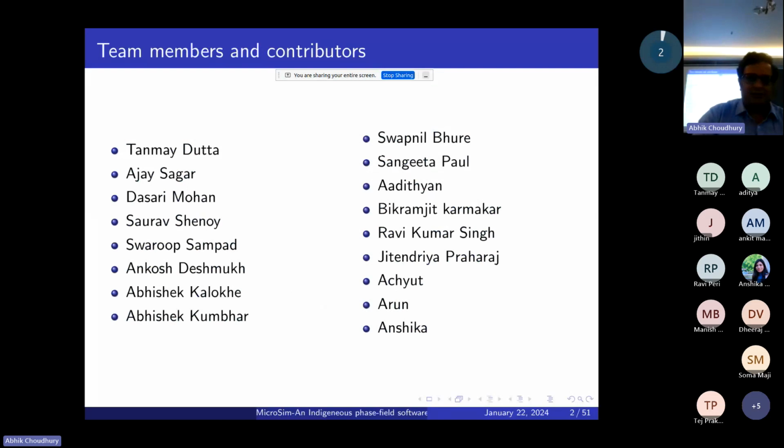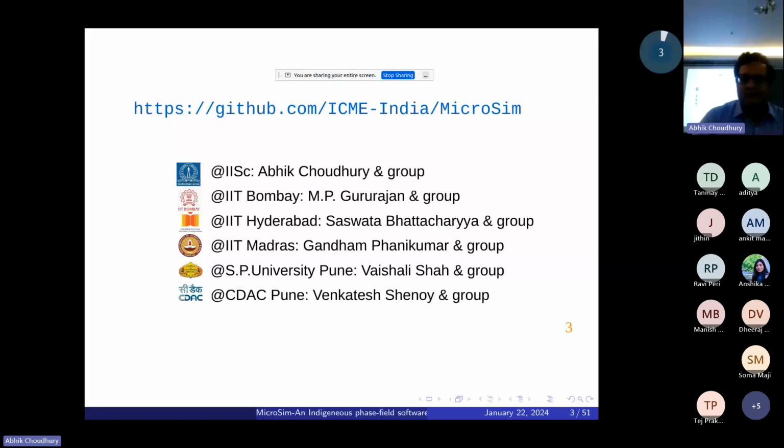Okay. So these are the list of developers and contributors to MicroSim. They are distributed all over IISc, IIT, and CDAC Pune, and Savitribai Phule Pune University, and they involve PhD students, master students, bachelor students, internship students who have contributed to different parts of the software at different points of time. This is in a nutshell what the consortium is. As you see, all the partners are listed over here.